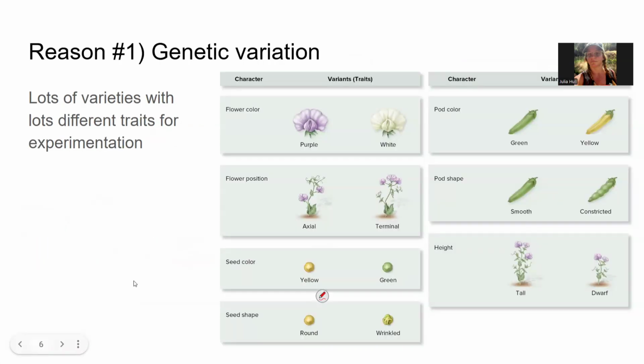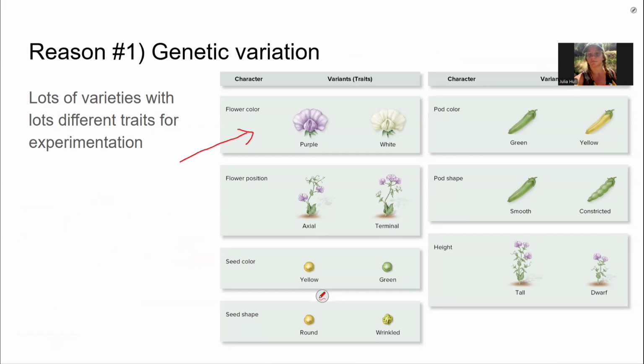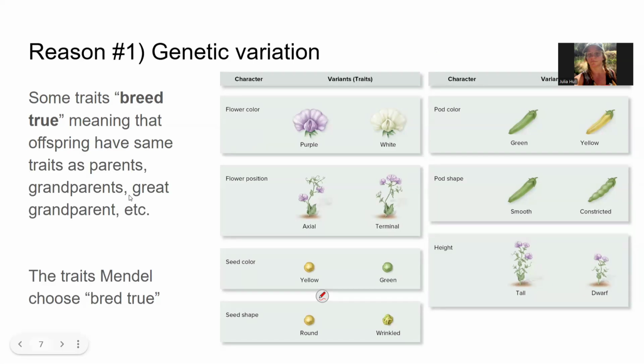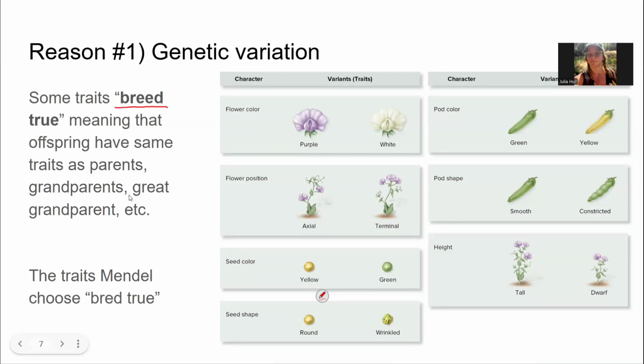But why did Greg use peas? Well, there's three reasons. The first one is that these pea plants show a lot of genetic variation. Okay, we see these variabilities in the color of the flower, the color of the seeds, the color of the pods, the shape of the seeds. Where do these flowers exist on the plant?